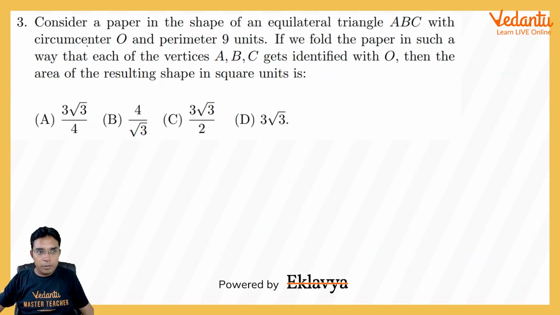Now coming to question number 3. Consider a paper in the shape of an equilateral triangle ABC with circumcenter O and perimeter 9 units. So perimeter 9 units means the side length will be 3. If we fold the paper in such a way that each of the vertices A, B, C gets identified with O, then the area of the resulting shape in square units is.